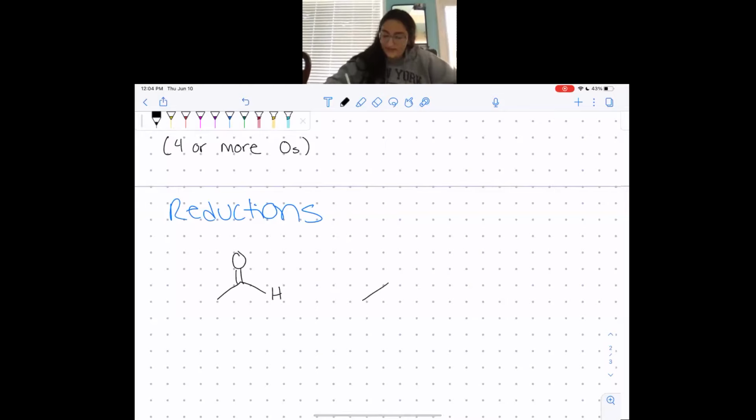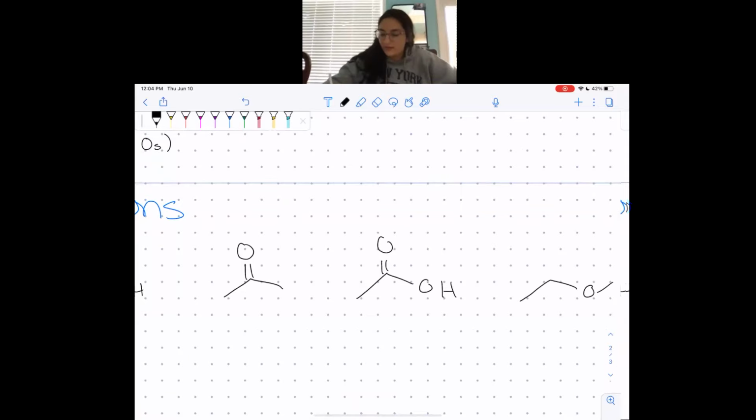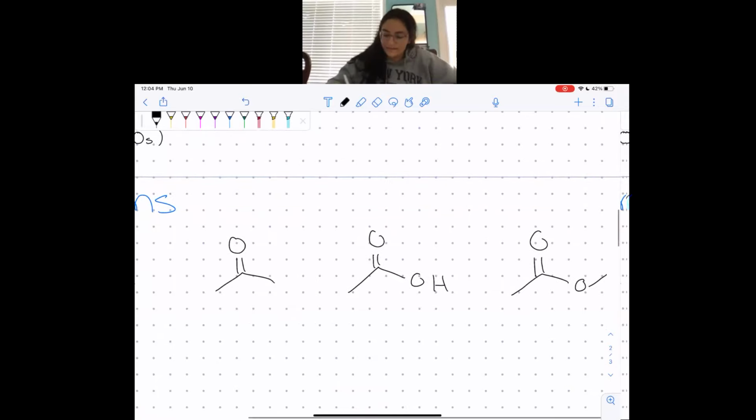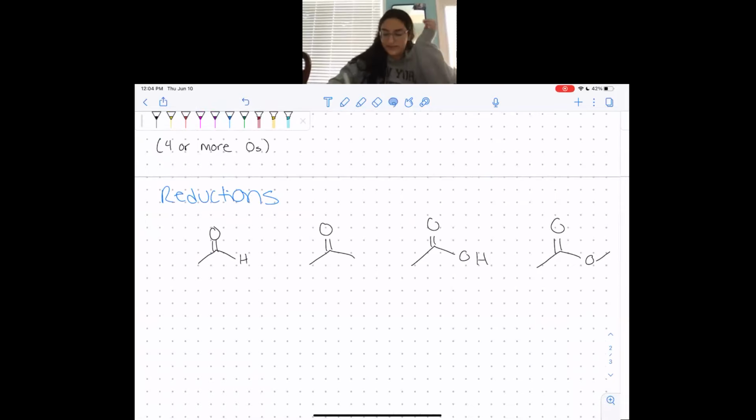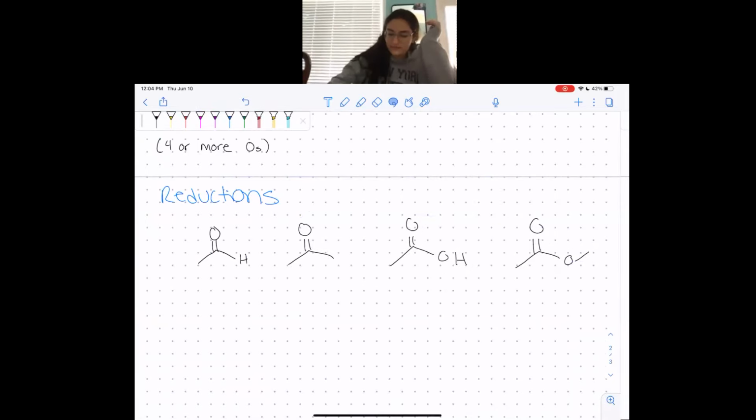aldehydes, ketones, carboxylic acids, and we have... What are these called? The last one in the list. What are these guys called? Esters, exactly. So we have our aldehydes, ketones, carboxylic acids, and our esters.